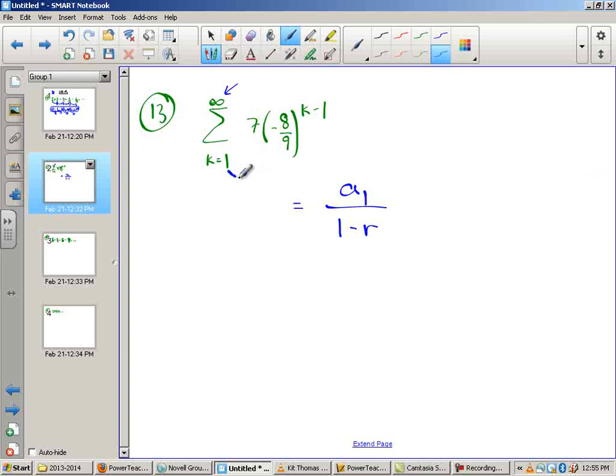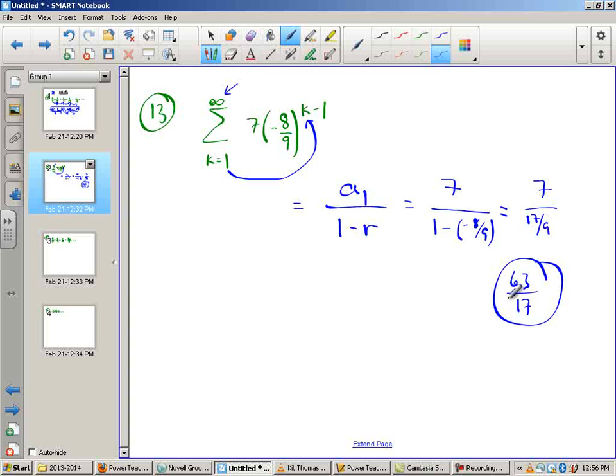Well, a sub 1 always comes from taking the first value and plugging it in. 1 minus 1 is 0, and negative 8 over 9 to the 0 power is 1. And 1 times 7 is 7. So this is 7 over 1 minus, and my r value is negative 8 over 9. So I end up with 7 over, when I add these down here, 9/9 plus 8/9 is 17/9, which when I reciprocate makes 63 over 17. And there's my answer for this series. Okay, there's a decimal approximate for that.